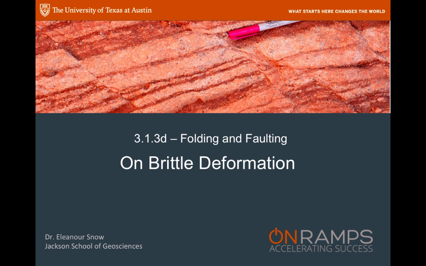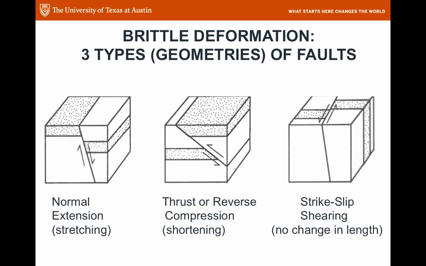We're going to talk about brittle deformation next. As we talked about before, there are three predominant types of stresses. If there's extensional stress, stretching, then the brittle behavior forms normal faults. If there's compressional stresses, shortening, then we call those reverse or thrust faults. And if there's a shearing stress, then there's no change in length. We're not shortening or lengthening anything, but we're producing a fault we call a strike-slip fault.